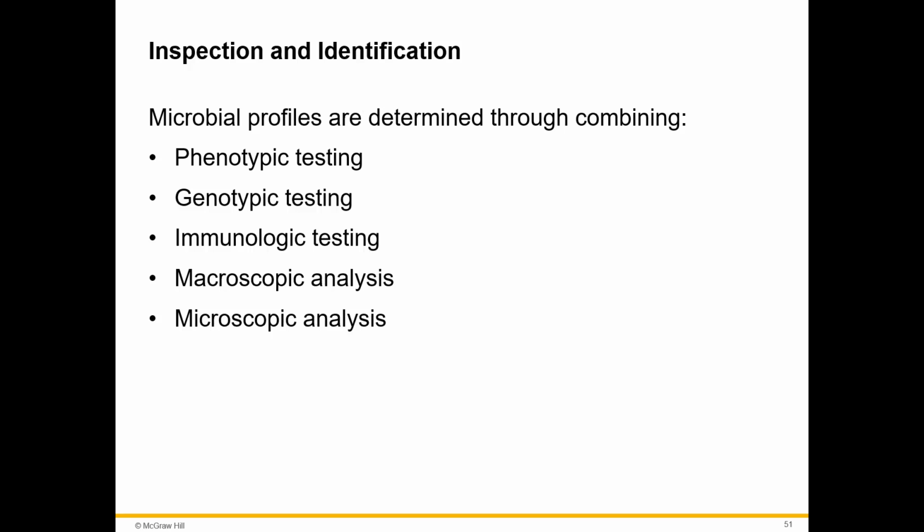Phenotypic testing. Phenotype is an appearance of something. So in phenotypic testing, we are examining the appearance of the microorganism. Examples of phenotypic testing would be doing a gram stain or identifying colony morphology. Colony morphology has to do with the size, shape, and color of the colony, and that can help us with diagnostics.